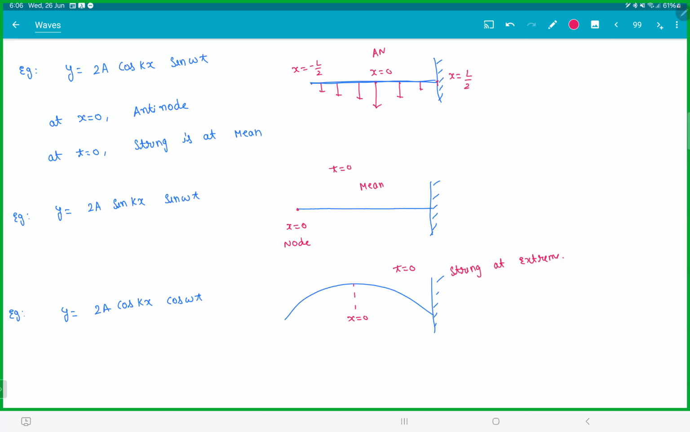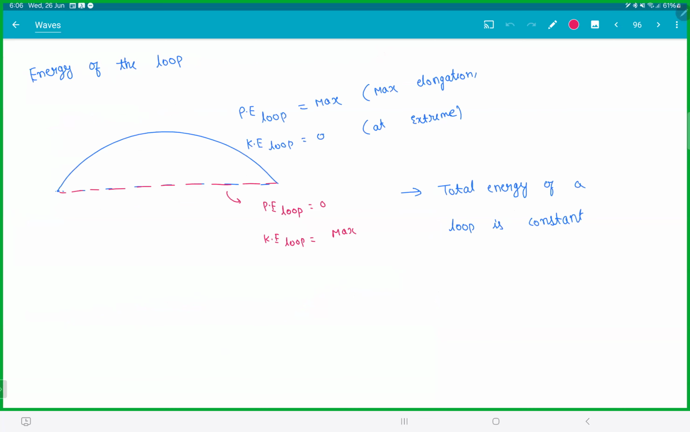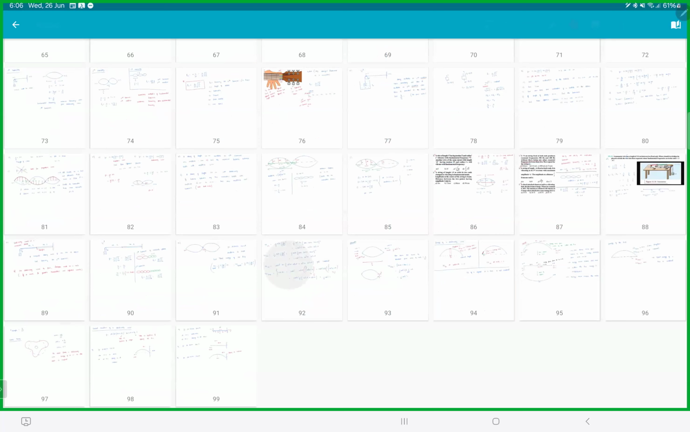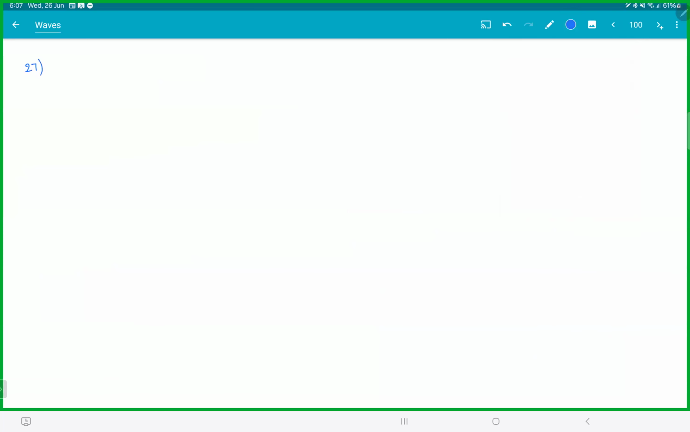Clear? Let's see a question. So I will give you a function, you tell me how is the wave. Y is equal to 2a sin(kx + 2π/3) sin(ωt + 7π/4). So can you tell me how will the string look at t = 0?